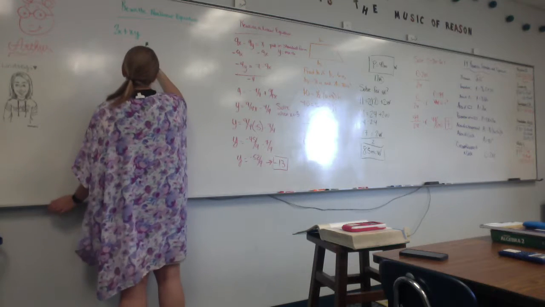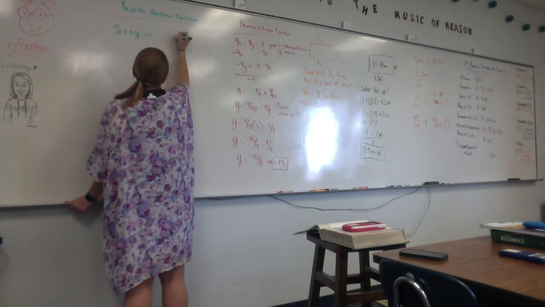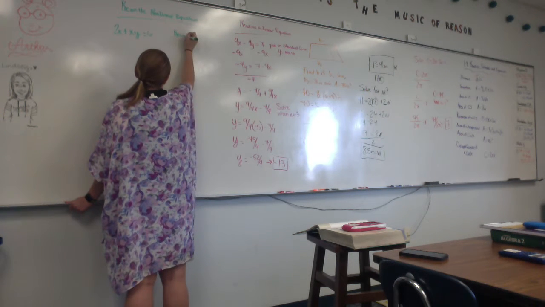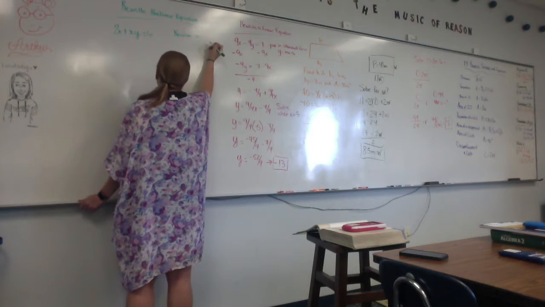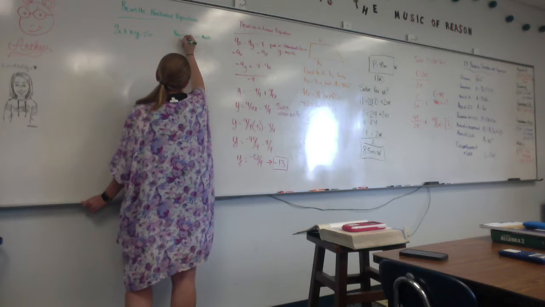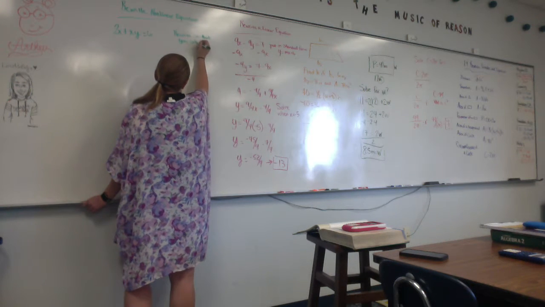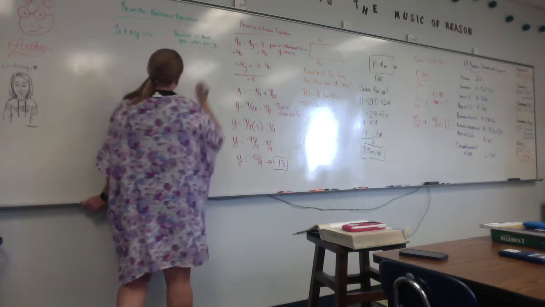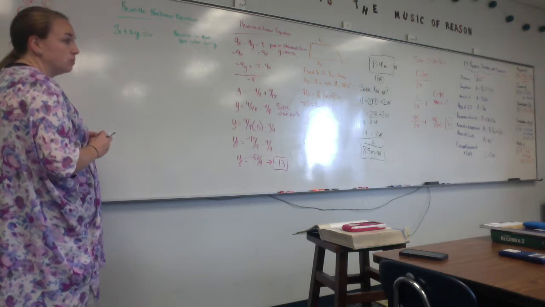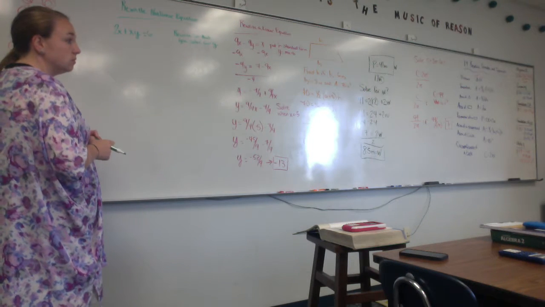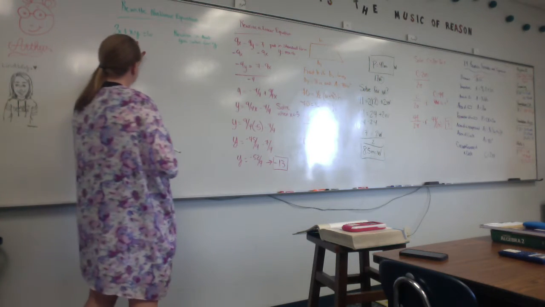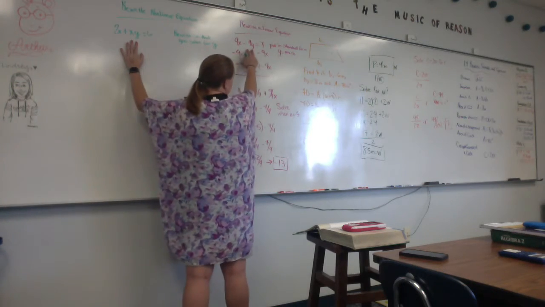equals 6. Rewrite so that you solve for y. Okay. How would I rewrite this so that I solve for y? What do I need to do first? Here's where my y is, right? Here was where my y was here.